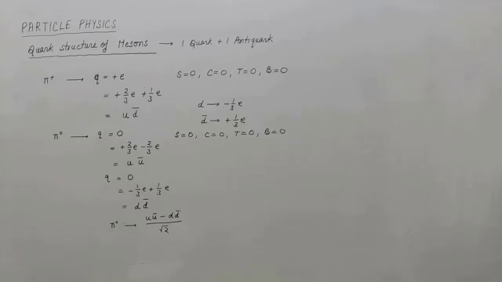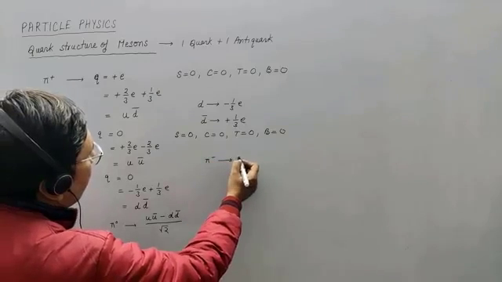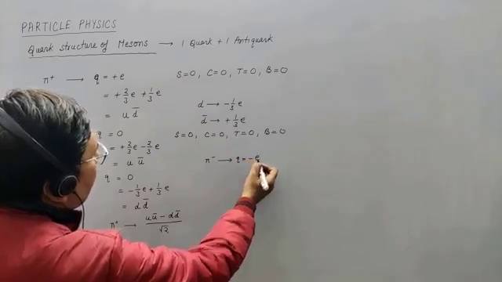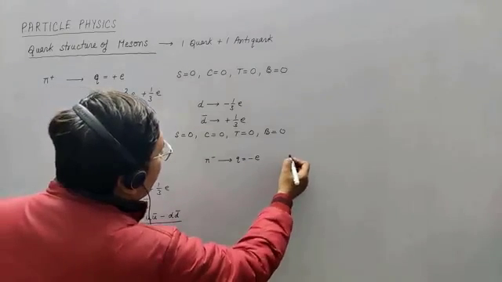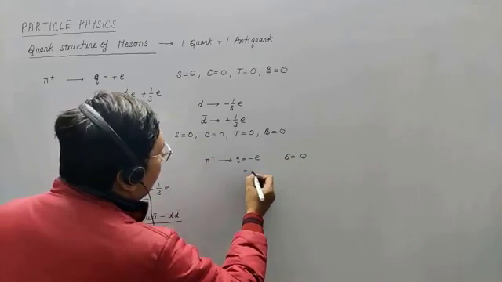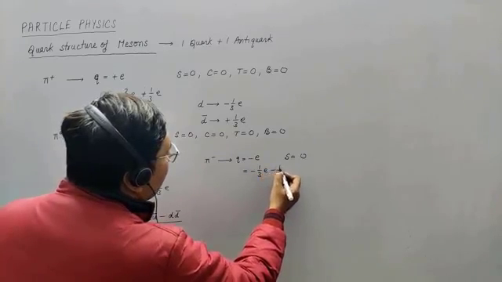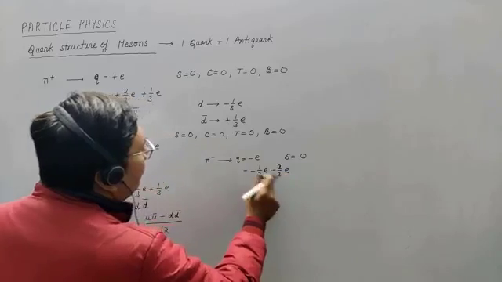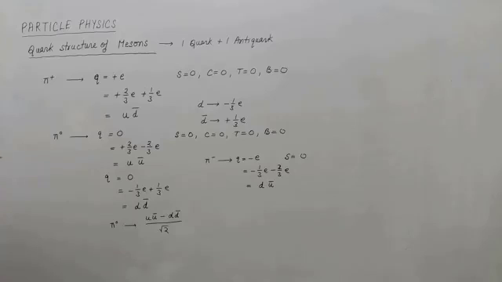How can you find out the internal structure of pi minus? Here total charge is minus E. Strangeness number is 0. Other quantum numbers, these three, are also 0. I am not repeating this. So this will be minus 1 by 3E and minus 2 by 3E, which is equal to minus E. So this is D and this will be U bar. So internal structure of this pi minus is D U bar.